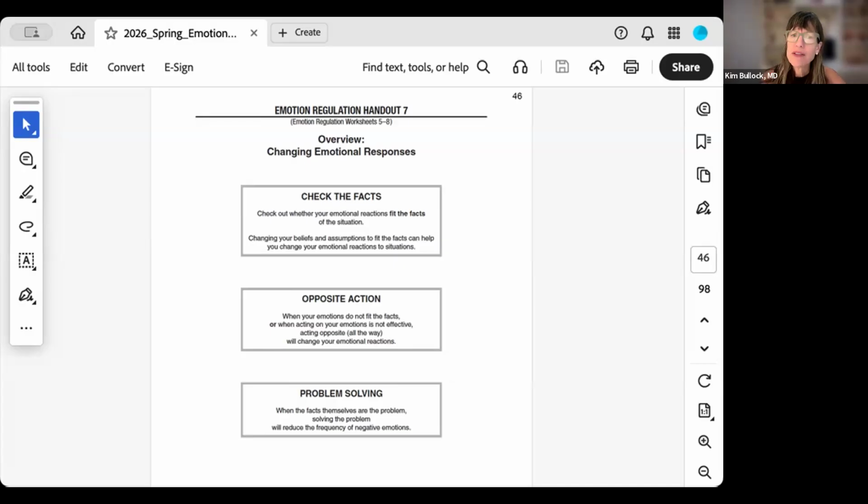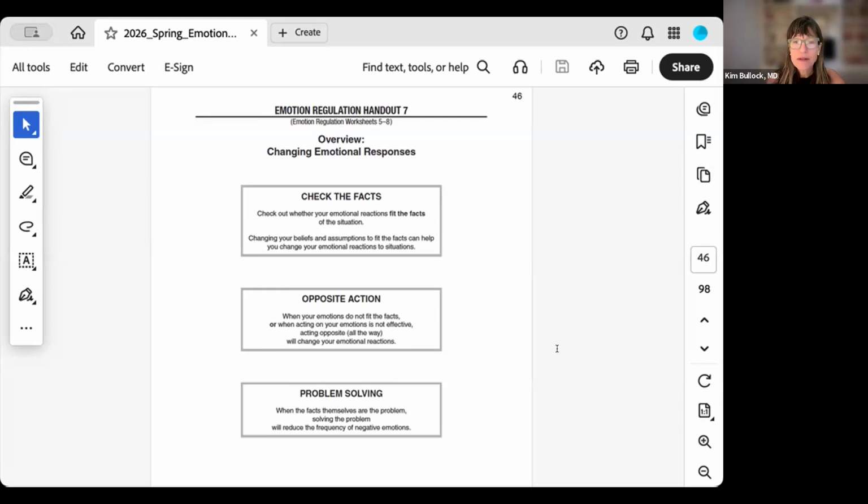When the emotions don't fit the facts, and knowing these facts doesn't really change your emotion, then we'll be talking about opposite action next week, doing this repeatedly, over and over, until you feel differently. We'll go into a lot of detail about that. I'm sure you may have had experiences with that already, where you might be afraid of something, and if you do it repeatedly, you become not afraid.